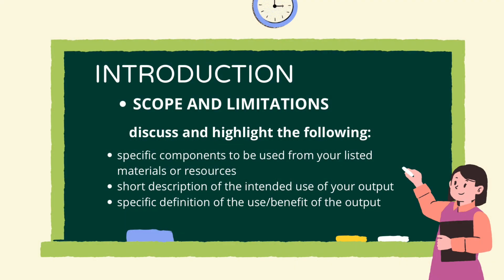The last part is the scope and limitations. In this part, you will discuss and highlight the specific components that you will be using from your listed materials or resources. So for example, if you're gonna use the bamboo, you just have to write down what part of the bamboo. If you know what specific components, write it down and explain why it is the only part that you will be studying.